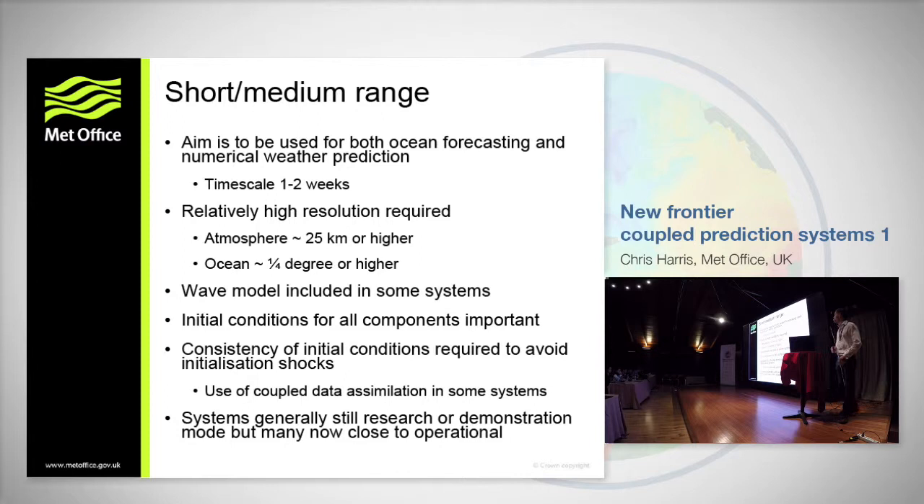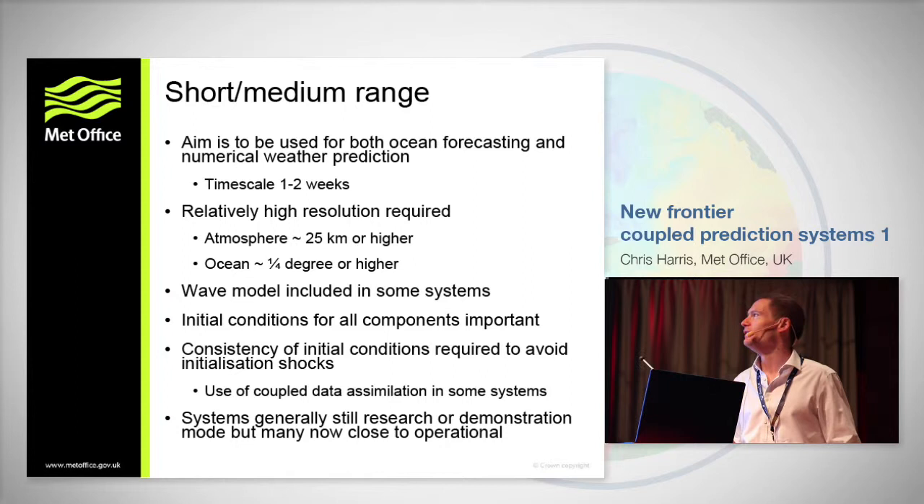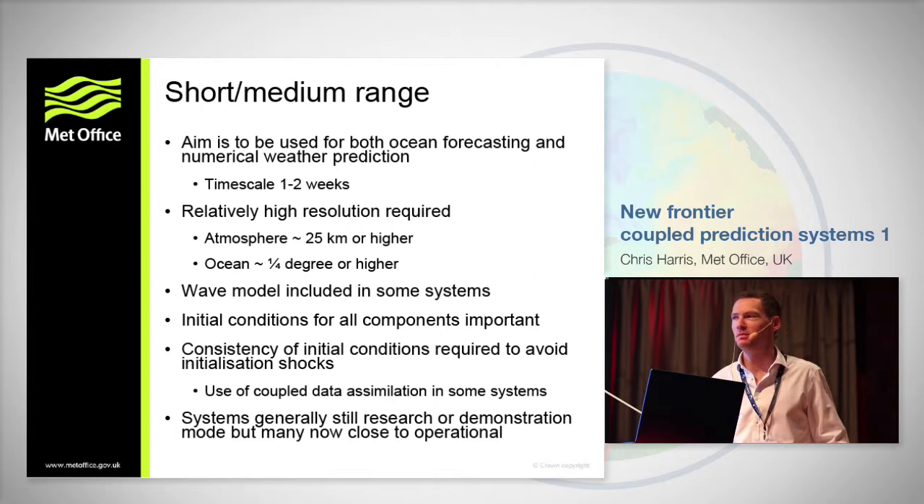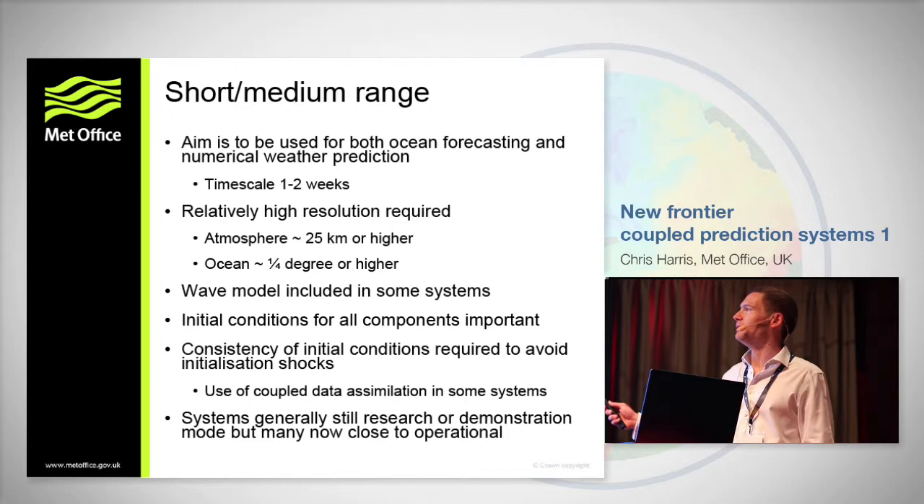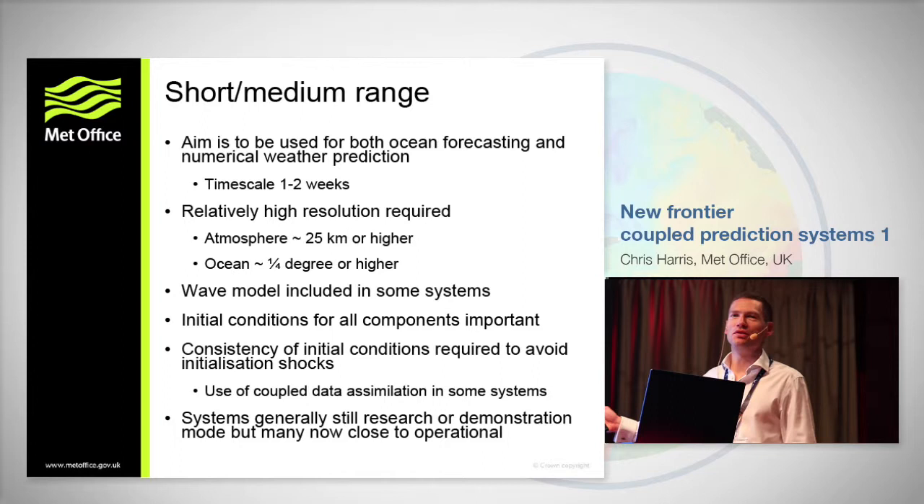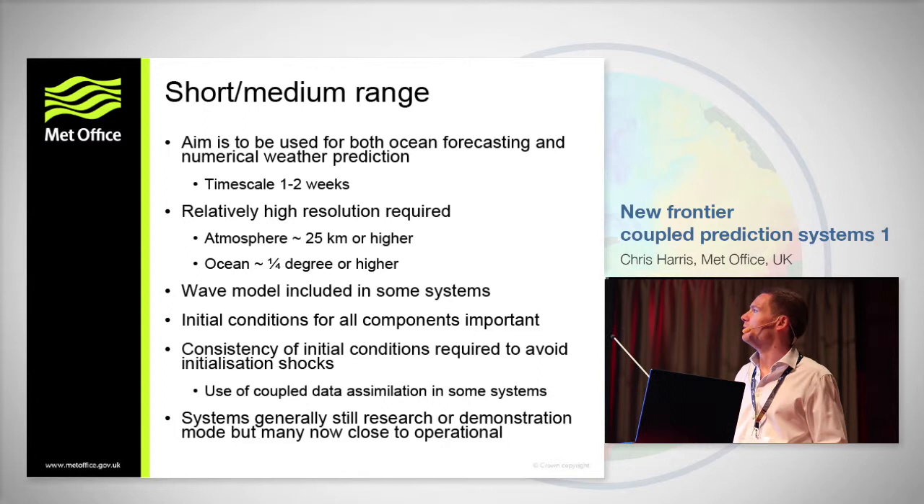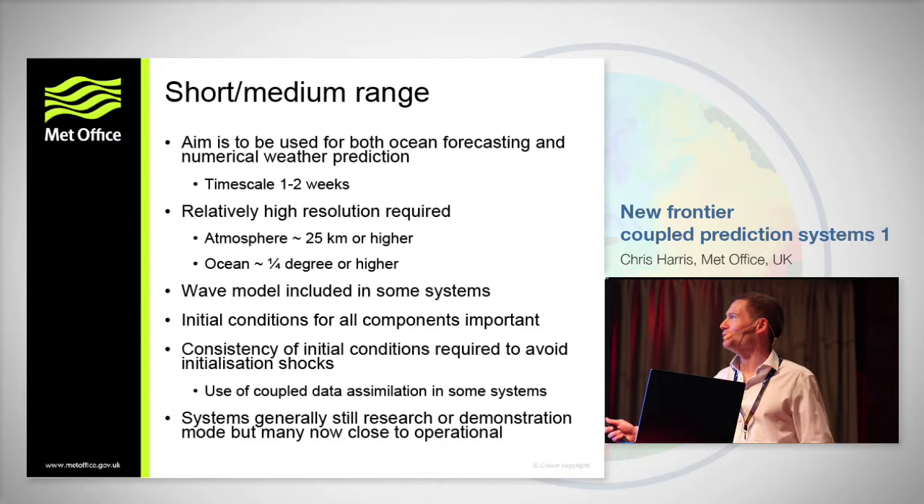This is really systems with the aim to be used for both ocean forecasting and numerical weather prediction, or NWP. Now, I guess to some extent it's still an open question, going back to some of the things we were talking about earlier in the week, whether you can really build a system that does both those things well, or whether you have to make too many compromises. But that's roughly where we're looking. Timescales are always quite difficult to define. Different people have different definitions of different ranges of prediction. I'm working on roughly 1 to 2 weeks for this short, medium range timescale.